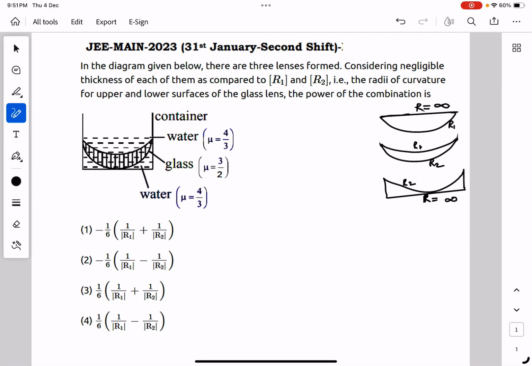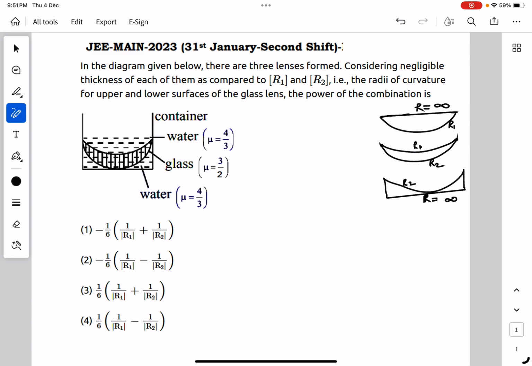Hi everyone, let's take up a question on ray optics. In the diagram given below, there are three lenses formed. Considering negligible thickness of each of them as compared to R1 and R2, that is the radii of curvature for upper and lower surfaces of the glass lens. The power of the combination is.